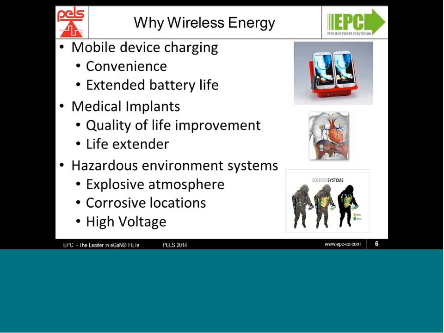And then the third area where wireless energy is proving good is the hazardous environment areas, such as explosive atmosphere, corrosive locations, or even high voltage. You might have to add a small sensor to a high voltage line or something, and this is a great way to do that. For corrosive locations, it could be under the seawater or something like that, where connections are a very bad idea. And explosive atmosphere is fairly obvious. If you have a connection, you make or break, and you generate even a smaller spark that can be very dangerous.